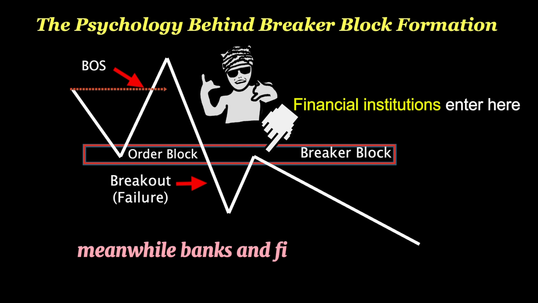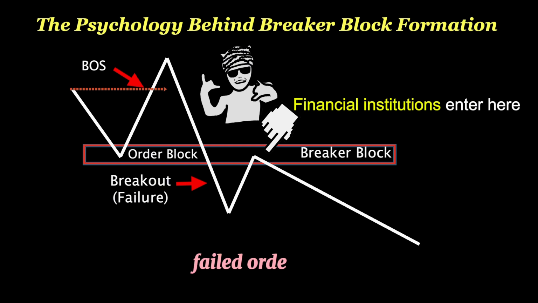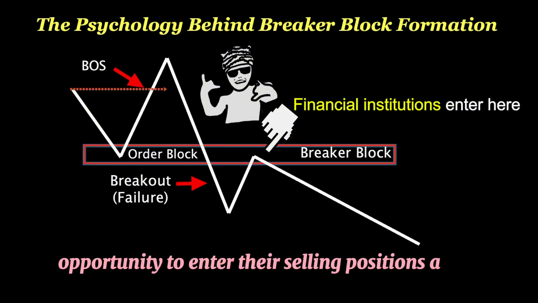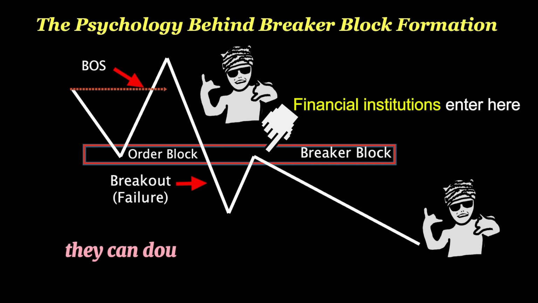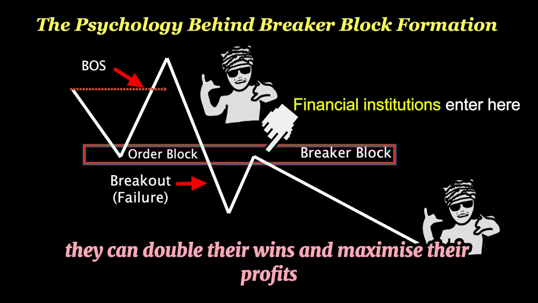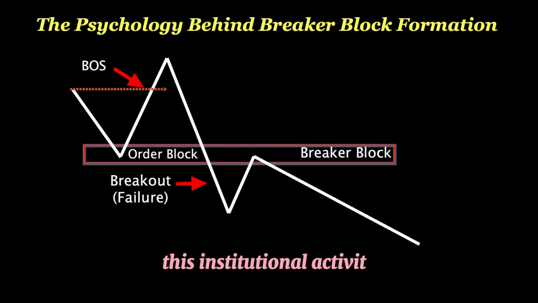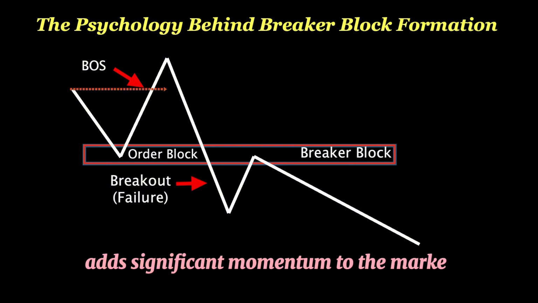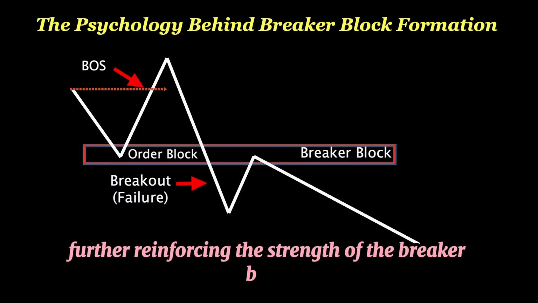Meanwhile, banks and financial institutions consider the failed order block, now turned breaker block, as a reference point. When the market revisits this zone, they see it as an opportunity to enter their selling positions again. By doing so, they can double their wins and maximize their profits. This institutional activity adds significant momentum to the market, further reinforcing the strength of the breaker block as a key level.